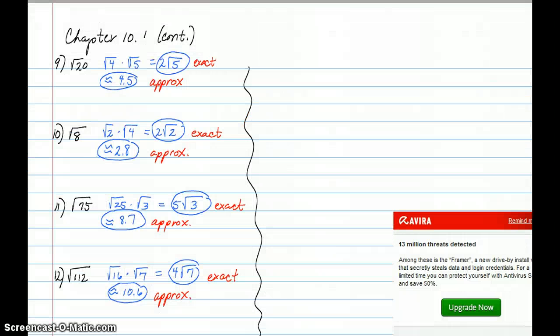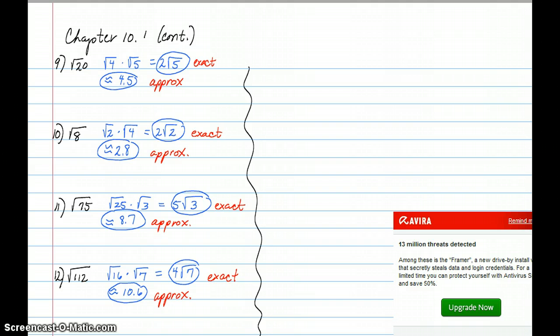Okay, so number 9, the square root of 20, is the product of the two factors, the square root of 4 times the square root of 5. Square root of 4 is 2, so 2 times the square root of 5 is the exact answer. When you plug in the square root of 20 into your calculator and round it to the tenths, you get approximately 4.5. The square root of 20 is between the square root of 16, which is 4, and the square root of 25, which is 5. It's almost in the middle, so 4.5 makes sense.